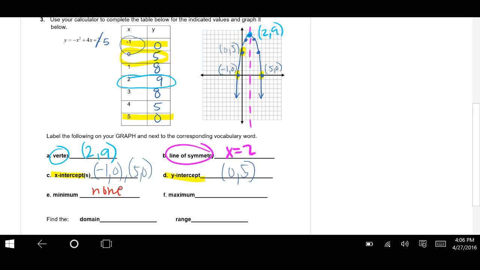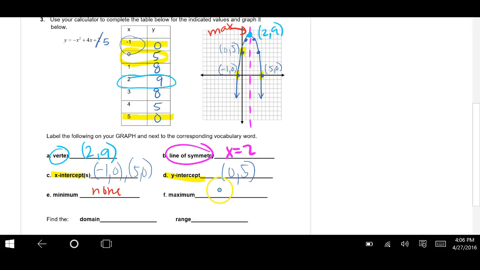Now for the maximum, that means the top point. So the point at the top of the graph. And here, it stops at the top. So that means there is a max, and it's right here on the top. And remember, the max is the top y value. And here, that y value is the same thing as the y value of the vertex, 9.